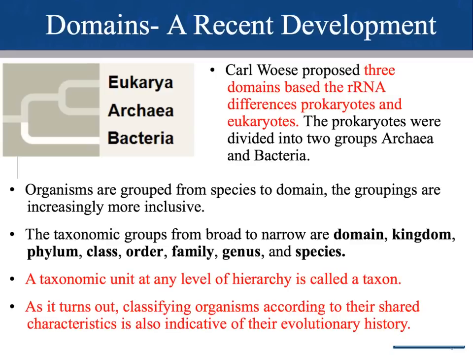So the taxonomic groups from broad to narrow start with domain. So the domain has the most organisms, followed by kingdom, phylum, class, order, family, genus, and then finally the most precise or specific would be species. In this hierarchical system, each taxonomic unit is called a taxon. And classifying organisms according to their shared characteristics also gives an indication as to their evolutionary history. So that's why taxonomy and phylogeny kind of tie in together.